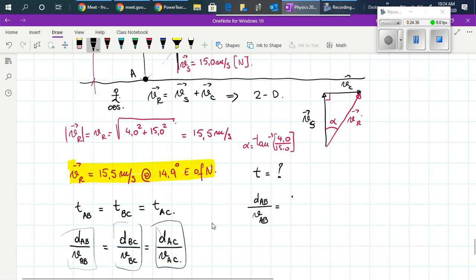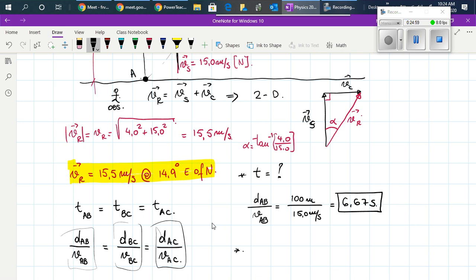So now we have 100 meters divided by 15 meters per second, and this will be, in your calculator, 6.67 seconds.